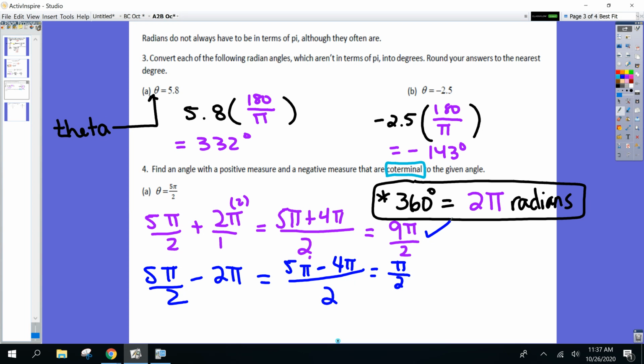So keep doing what, guys? Subtract another 2 pi until you get there. Keep adding or subtracting 2 pi till I get the result I need.